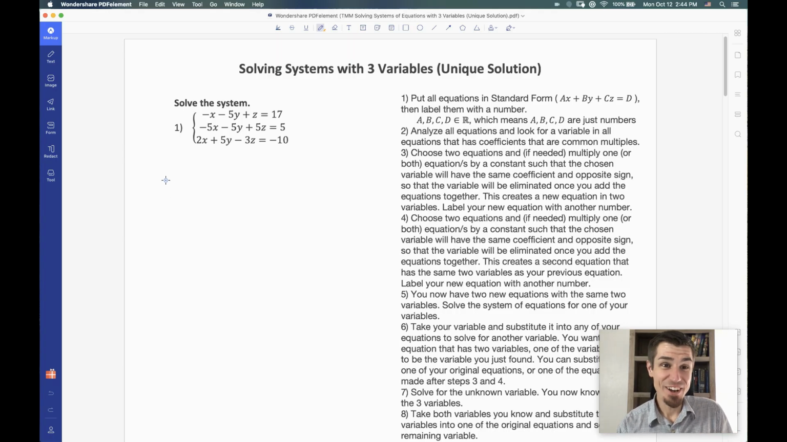All right, so let's go. We've got a system of equations. This one looks a little scarier because there's 3 equations and 3 variables, and we gotta find what x, y, and z value makes all 3 true.